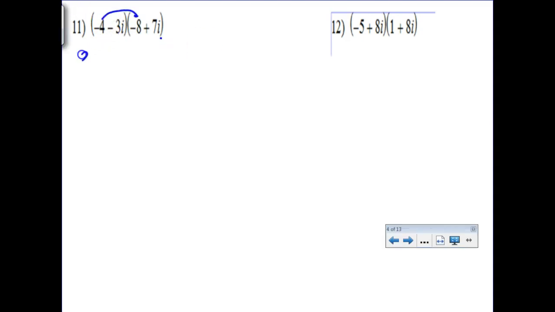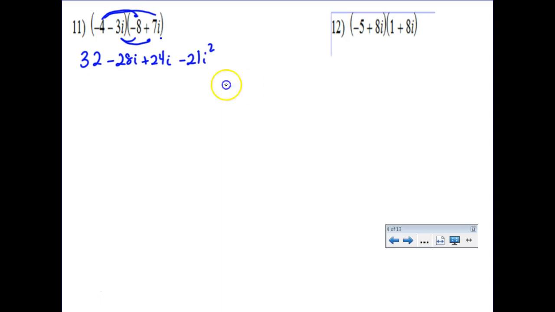This is a positive 32. Well, we have a negative 28i. Here we have a positive 24i. Just slow down when you're doing this question. Some of you guys were goofy with some of the mistakes you made. This is a negative 21i squared.